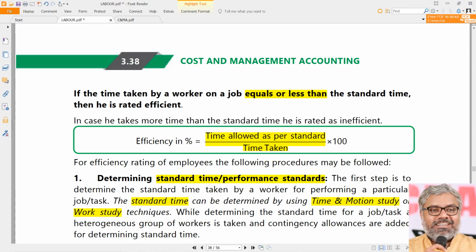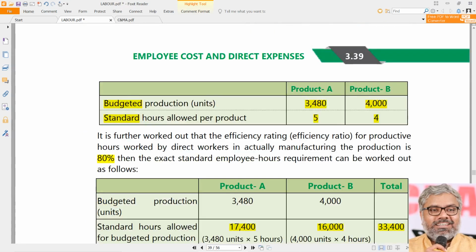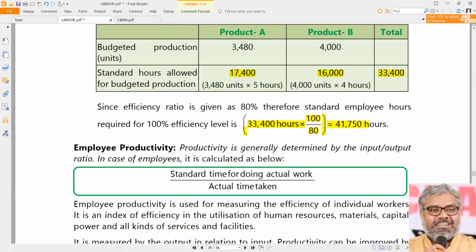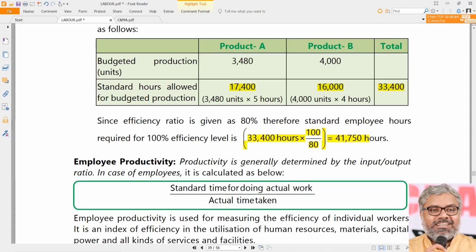So time taken, if you take it this side and efficiency you bring it to the other side, then naturally 80 comes to the denominator, 100 will be in the numerator. That is why 100 by 80. Time taken is how much here? That is why 41,750. That is how we can apply the efficiency ratio or efficiency percentage for identifying any of the things which are missing. From actual hours, we can find out standard hours. From standard hours, we can find out actual hours. Here, standard hours are 33,400 hours. Actual hours are 41,750 hours.